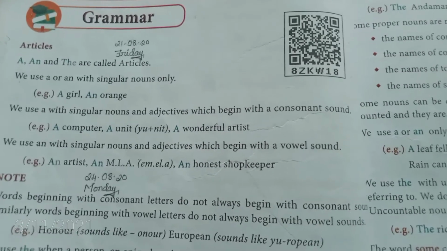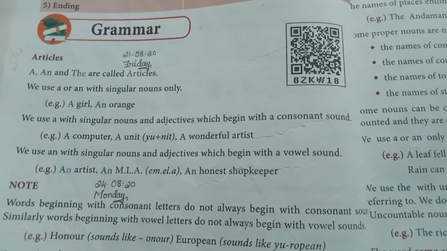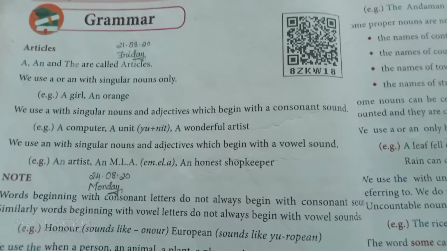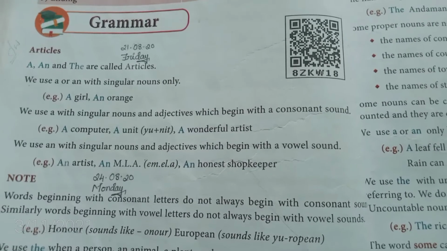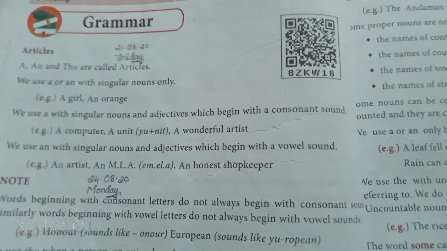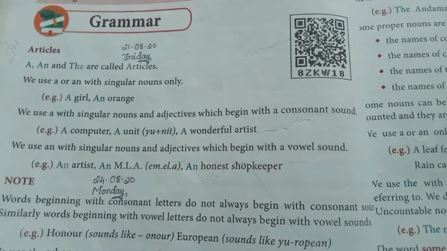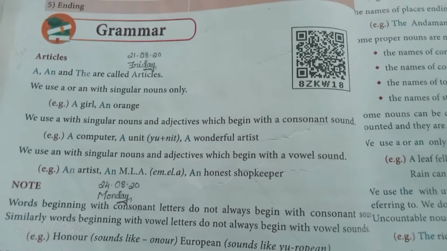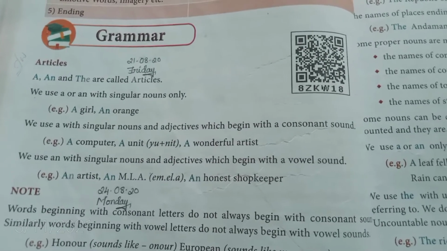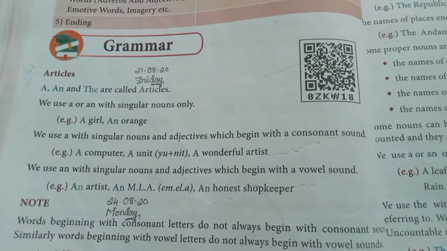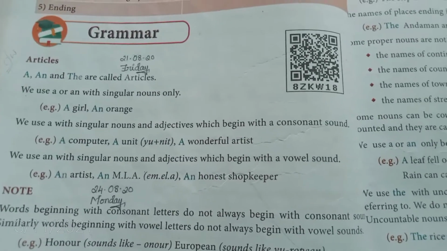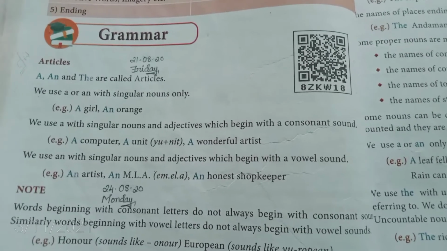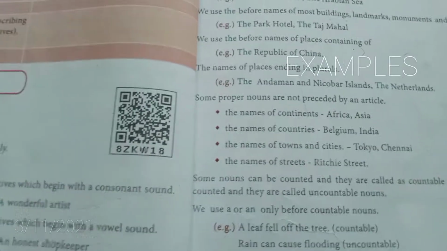In some cases we use an with h, for example an hour. So in that case we use an. And also an MLA, an honest man. In such cases also we use an. And next, the is used in the solar system, the earth, the moon, the judge, etc. In these cases we use the. So the main concept we have to know is that there are 3 articles: a, an and the. In your book more examples are given, you can read them one by one. So let's move on to the exercise.